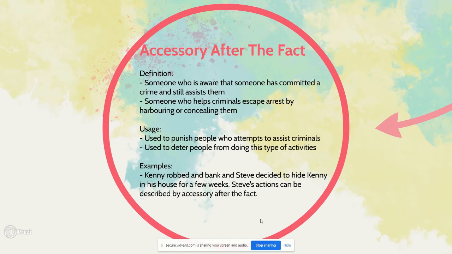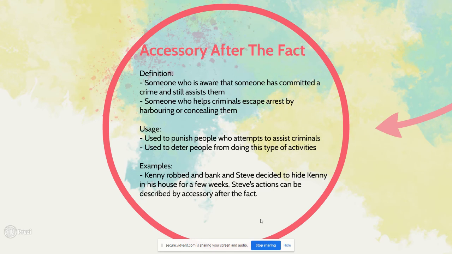The final term is accessory after the fact. An accessory after the fact is defined as someone who assists a principal felon with the intent to have the person escape arrest or punishment even though they are aware that the person has committed a crime. Assisting the principal felon by harboring and concealing them is considered to be an accessory after the fact.